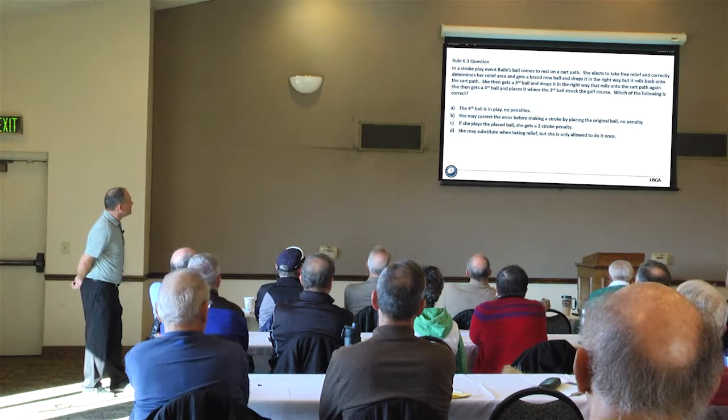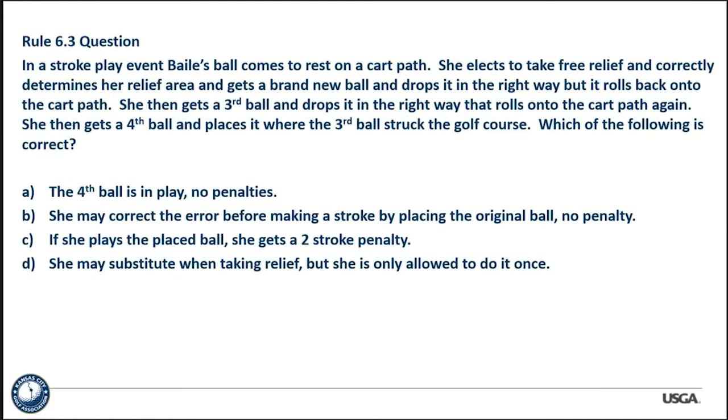all right, in a stroke play event, Bailey's ball comes to rest on the cart path. She elects to take free relief and correctly determines the relief area and gets a brand new ball and drops it in the right way, but it rolls back onto the cart path. She gets a third ball and drops it in the right way, and it rolls onto the cart path again. She gets a fourth ball and places it where the third ball struck the golf course. Which of the following is correct? Does that sound like she got through it right?